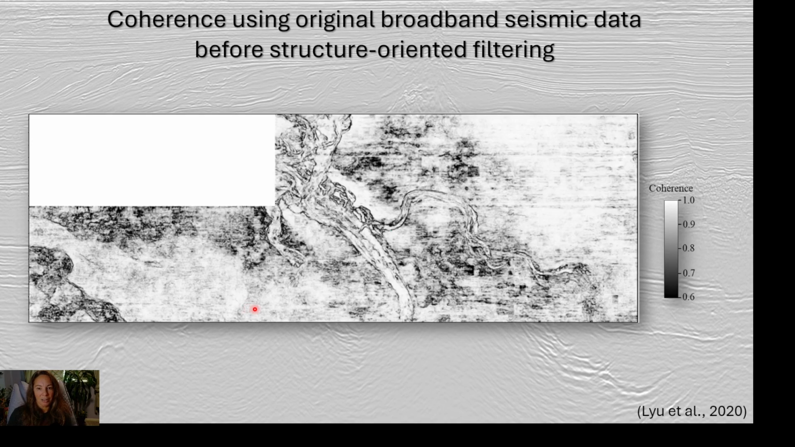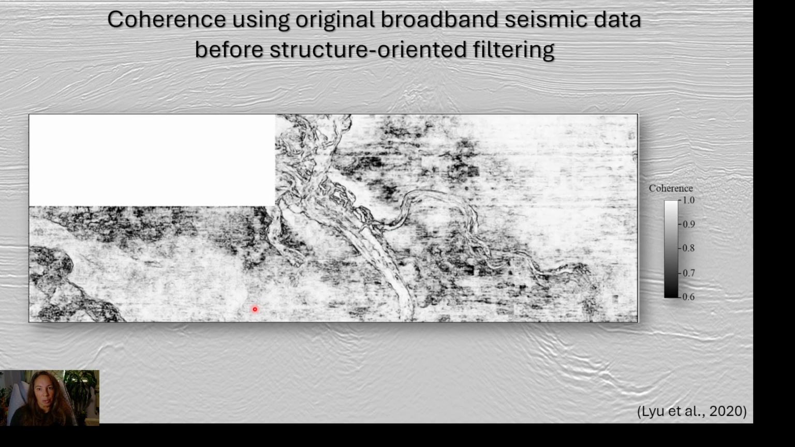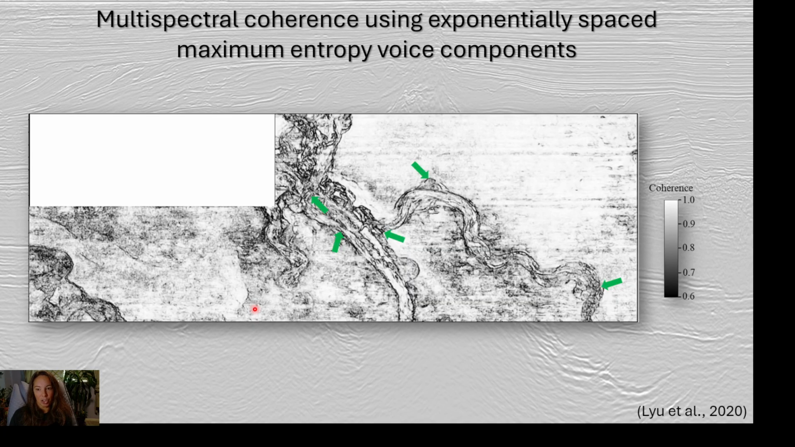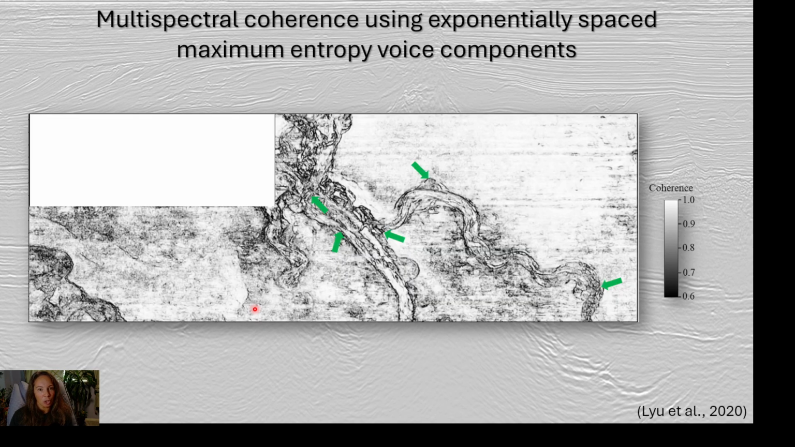Actually, let me go back. So I'll just toggle between the two of them because that's always fun to do. So we've got the original broadband and then the combination of 6 different voices. So original and combination. And so hopefully that shows you how just using one attribute, you can break it down into spectral voices and then recombine it to get more information out about your subsurface system.